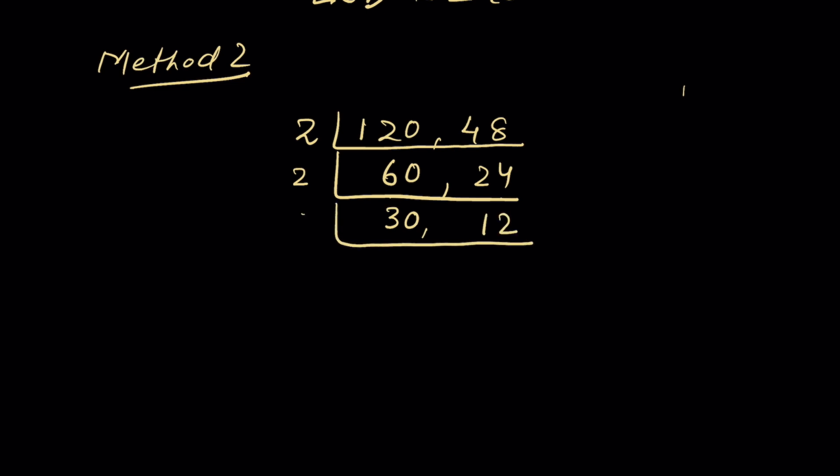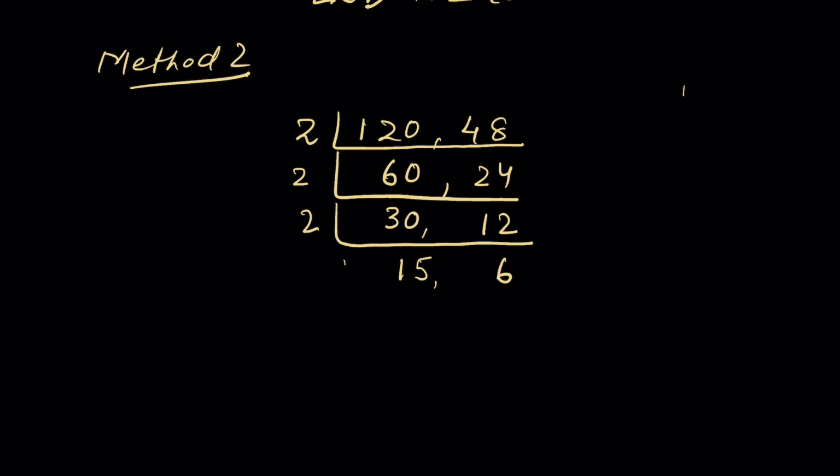Again it's divisible by 2. 2 times 15 is 30. 2 times 6 is 12. Now I was saying that it won't work if both the numbers are not divisible by the same number. You can see here 6 is divisible by 2 but 15 is not divisible by 2. So we cannot use 2 again.